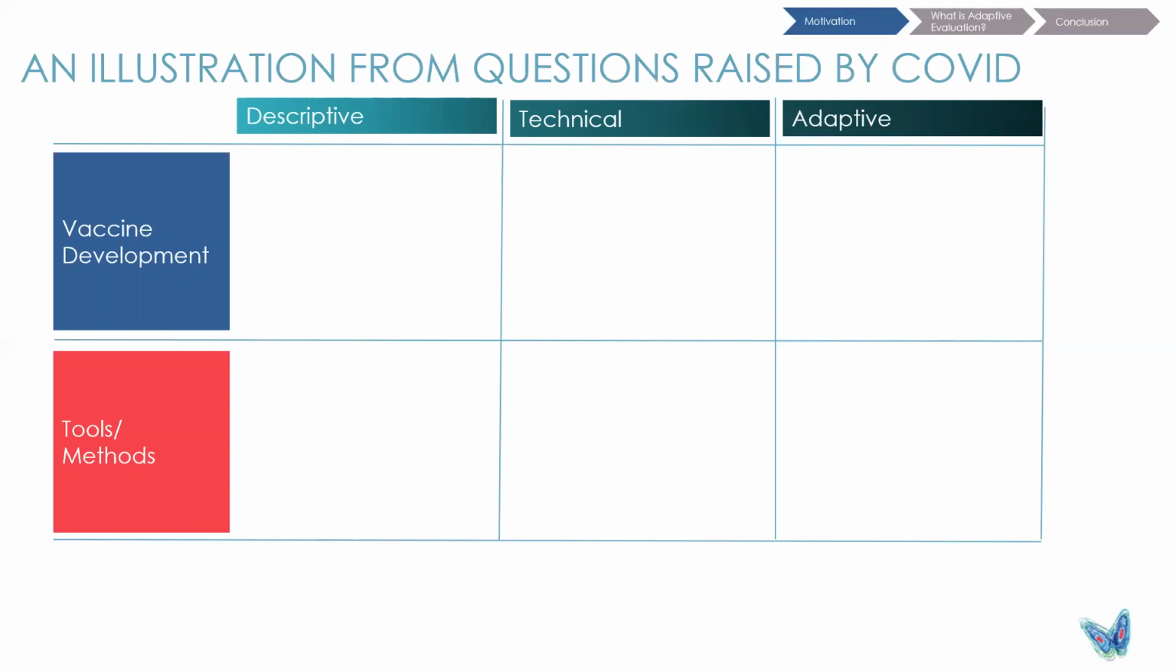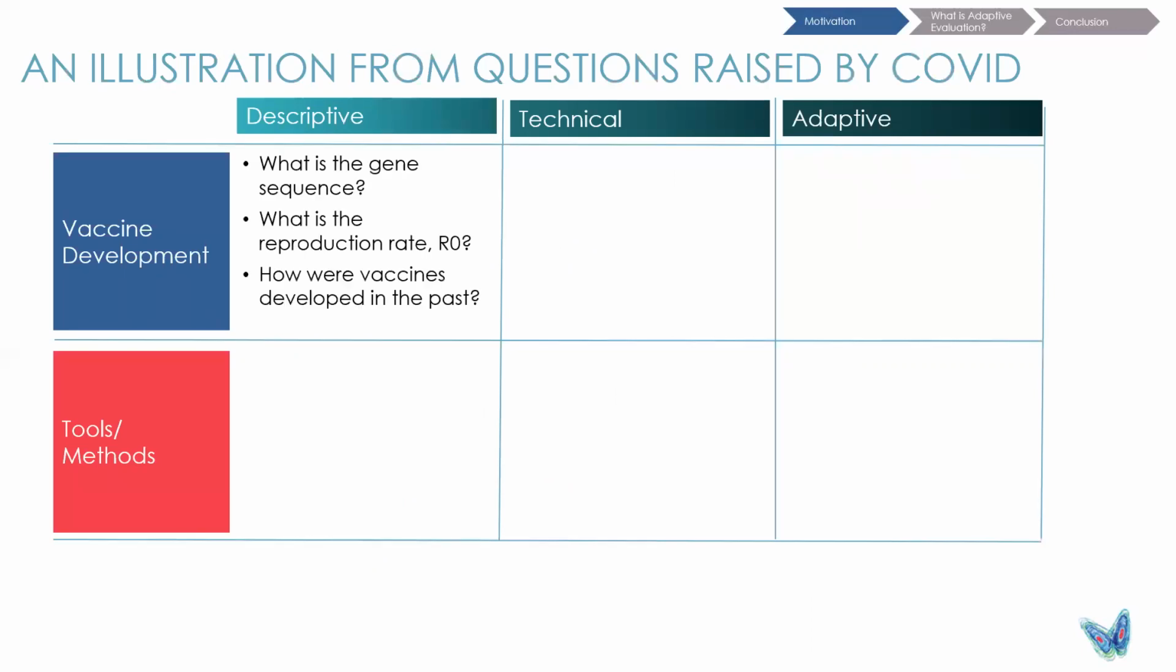So, an illustration from questions raised by COVID. We're going to look at vaccine development as our illustration. Descriptive questions would be, what is the gene sequence? What is the reproduction rate, commonly known as R0? Or how were vaccines developed in the past? Now, it's important to note that these are extremely important questions, and it's really the first step in any investigation of vaccines. It's the stepping stone and the foundation from which any evaluation would have to be built. So these questions are fundamental and extremely important.